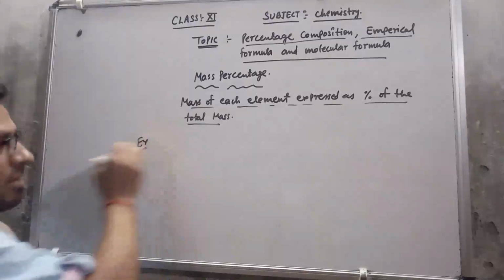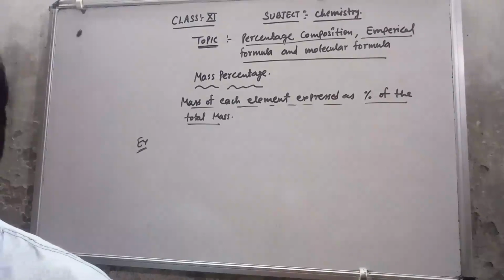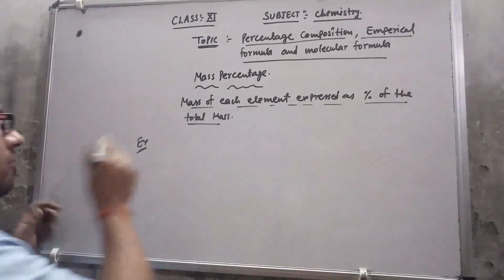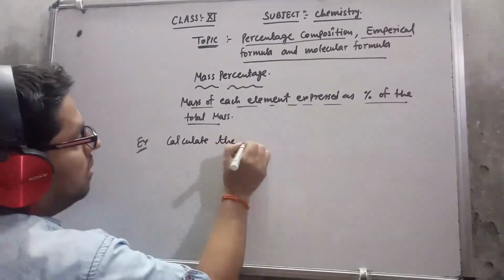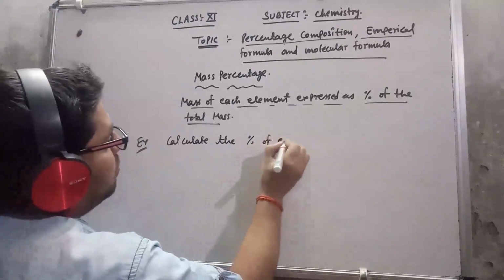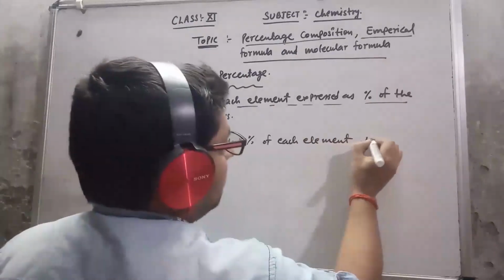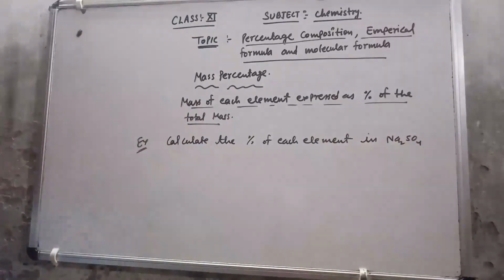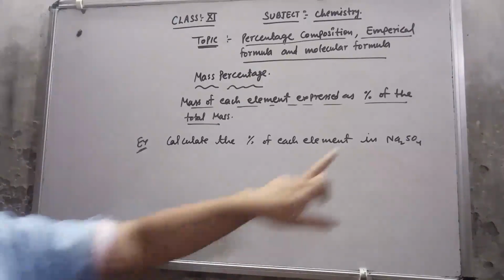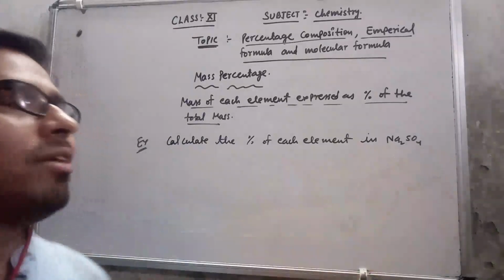I have an example: calculate the percentage of each element in sodium sulfate, Na2SO4. That means I want to tell the percentage of each element. First of all, which elements are there? Sodium, sulfur, oxygen. So I want to tell the percentage of all three elements in the given compound.